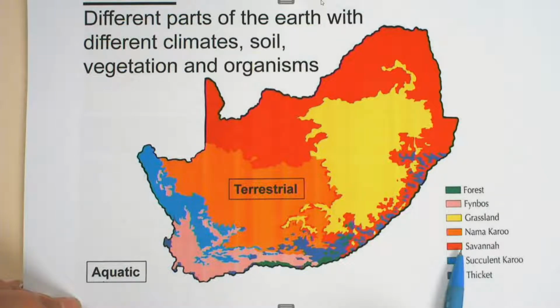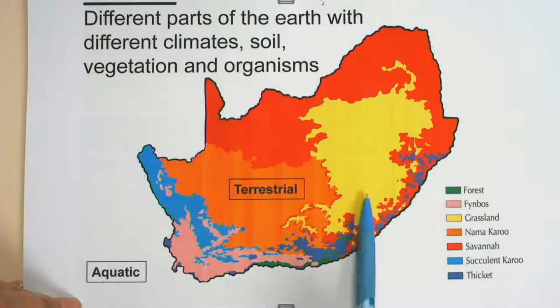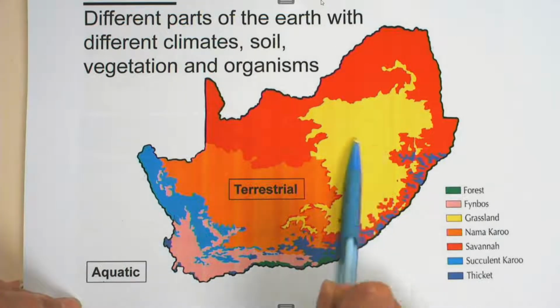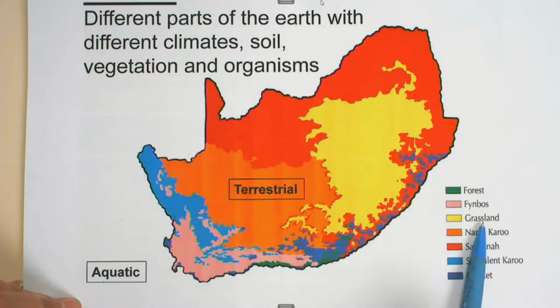The big five, the animals that are attracting people to our country, and that also helps our tourism and our ecotourism. Okay. And there's one that is orange. It's also a large section. That one is called the Nama Karoo. The yellow one that you see here, obviously you're going to find our province, the Free State, in this area, and that's mainly grassland.